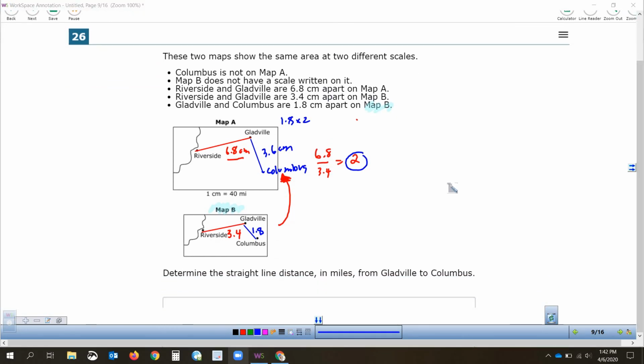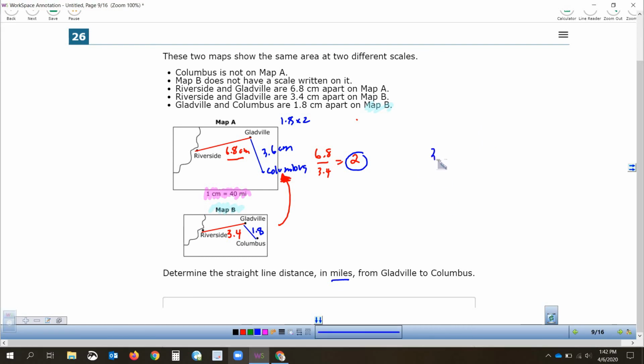The question says, determine the distance in miles from Gladville to Columbus. So if you were tempted to put 3.6 in there as the answer, as I was, we would get it wrong, even though all our math is correct, because the question doesn't say, what is the distance on map A in centimeters? It says, determine the straight line distance from Gladville to Columbus in miles. So now we actually have to take a look at this scale. And what does it say? 1 centimeter is equal to 40 miles.